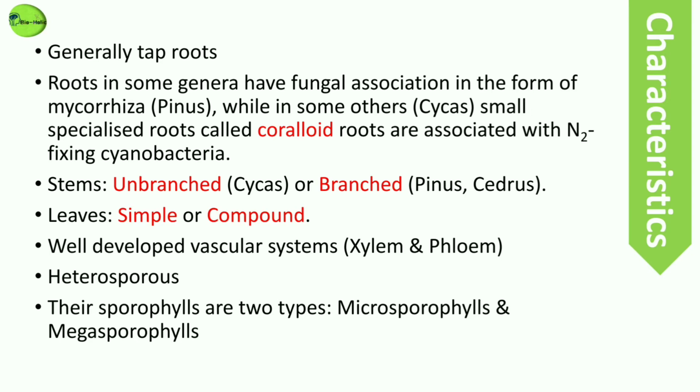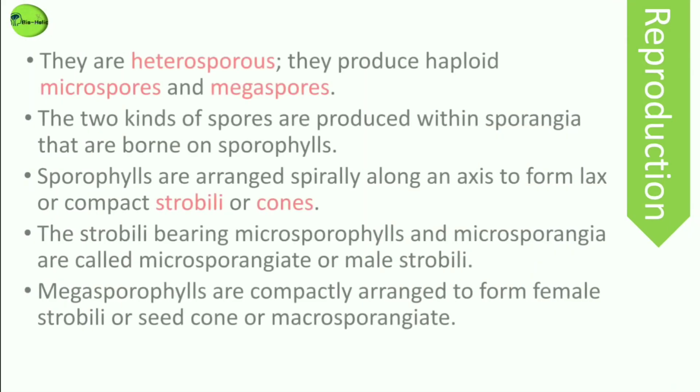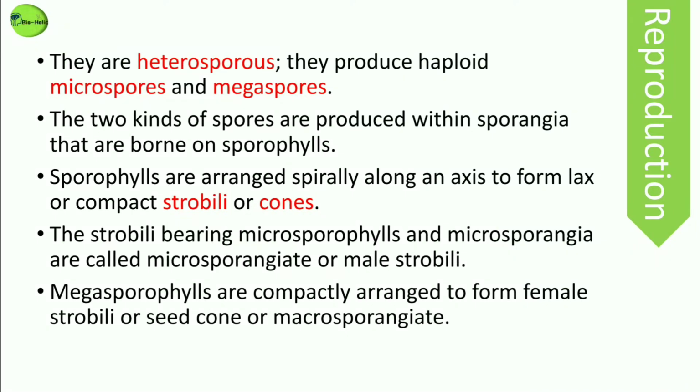Now we'll talk about the reproduction of the gymnosperms. The gymnosperms are heterosporous and they produce haploid smaller microspores and haploid larger megaspores. These two kinds of spores are produced within sporangia that are borne on sporophylls, which are arranged spirally along an axis to form lax or compact strobili or cones.